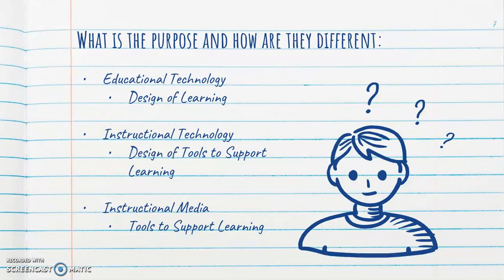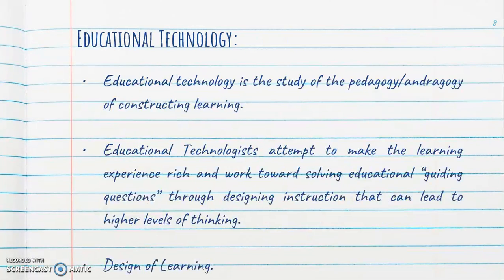We continue our guide to instructional design and technology by taking a look at 3 different key terms: educational technology, instructional technology, and instructional media. All 3 are related and important parts of instructional design and technology, but are all a little bit different. Educational technology is understood best as the design of learning. Instructional technology is the design of tools to support learning, and instructional media are tools to support learning. Let's take a little deeper look at each of the 3.